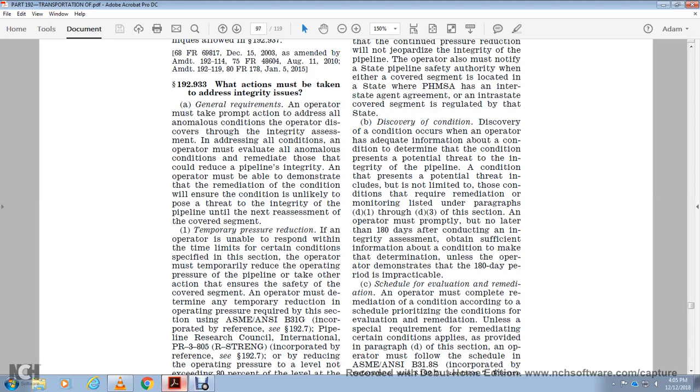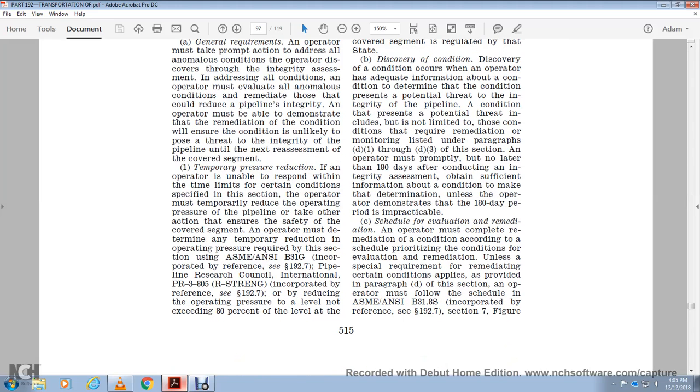The operator must comply no later than 180 days after the integrity assessment, when it has obtained sufficient information about the condition. The determination is left to the operator to demonstrate that the 180-day period appears impractical, and to schedule the evaluation and remediation.